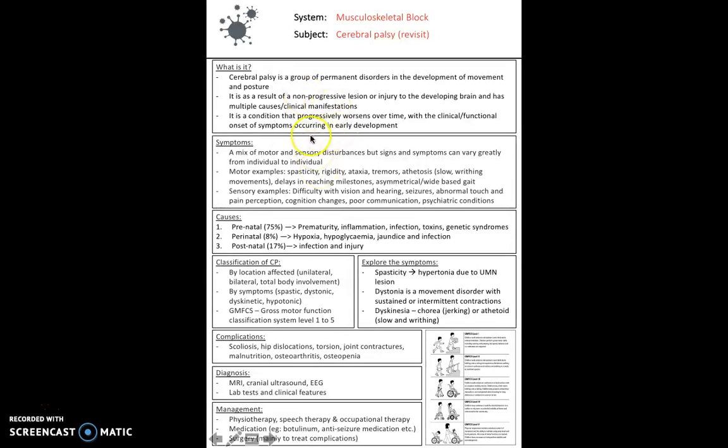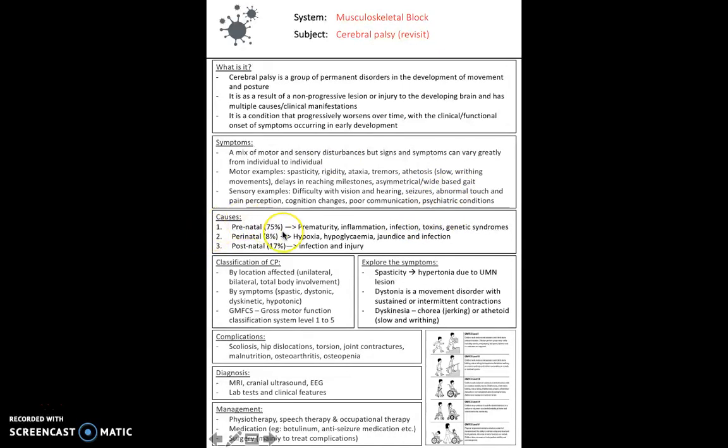So the symptoms here are a mix of motor and sensory disturbances. So motor examples include spasticity, rigidity, ataxia, tremors, and athetosis, so slow, writhing movements, delay in reaching milestones, and asymmetrical or wide-based gait. Sensory deformities include difficulty with vision and hearing, seizures, abnormal touch and pain perception, cognition changes, poor communication, and psychiatric conditions as well.